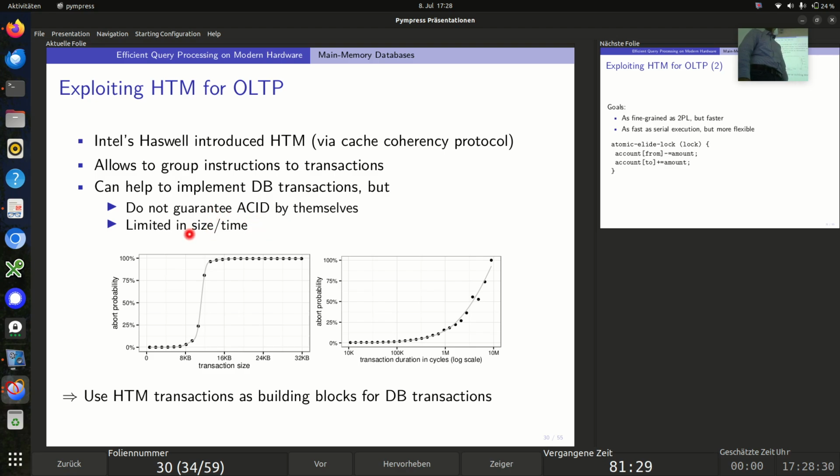The main problem is they are limited in size and time. And here you have the abort probability. So the larger the transaction gets, the more likely it is that it gets aborted. So we see there's still the need for creating database systems to guarantee transactions. The more data you process, the more likely it gets that the transaction will be aborted. So if you are eager to implement it, you can use hardware transactional memory.